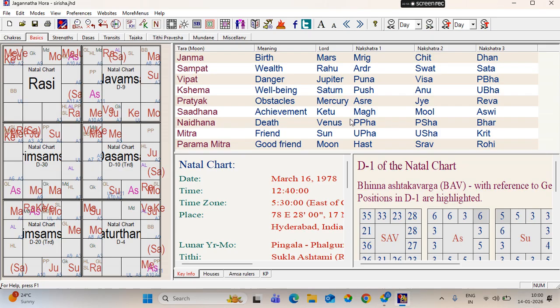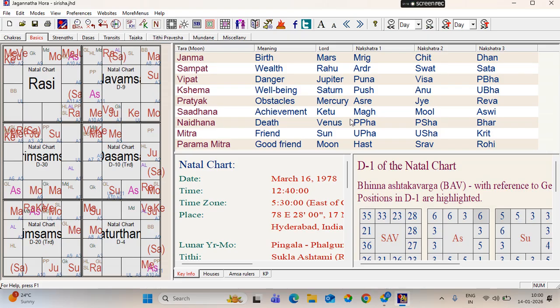These Navatara chakras, what are good Navatara chakras and what are bad Navatara chakras? So when we talk about good Navatara chakra, it is Sampattara, Khematara, Sadhanatara, Mitratara, and Paramitratara. Whereas Janmatara, Vipattara, Pratyakatara, and Naidhanatara are bad taras.